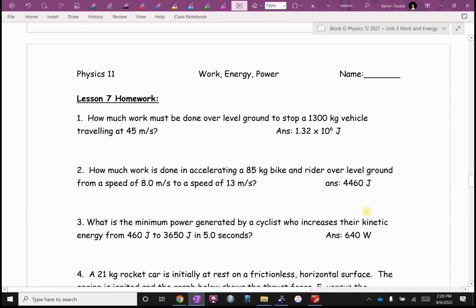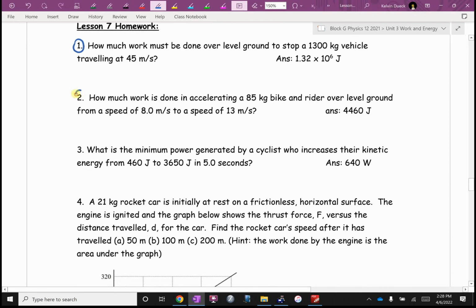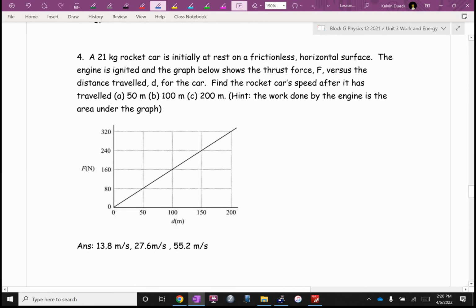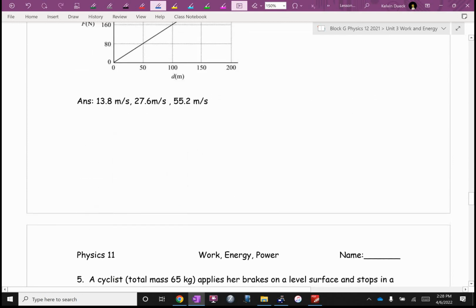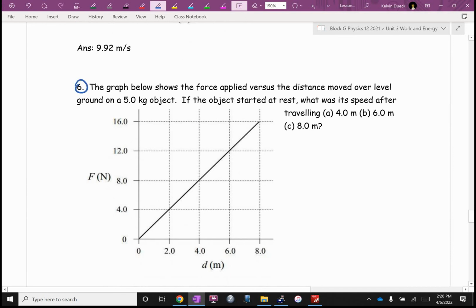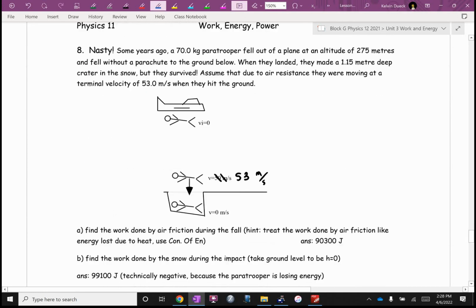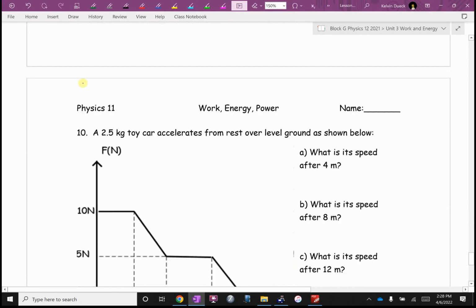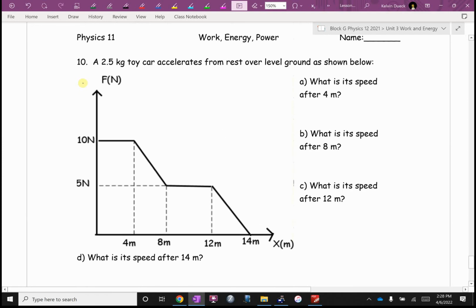What's your homework? Number 1 is good. 2 is good. 3 is good. I'll skip 4. 5 is good. 6 is good. I'll skip 8. 9 is good. And 10. And we're done the work energy unit.